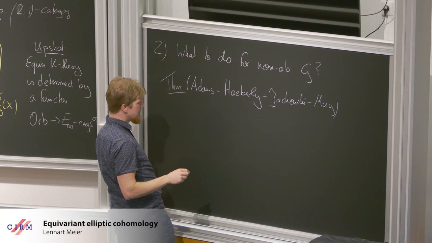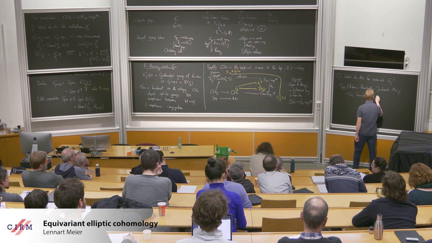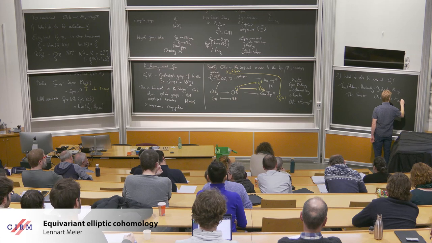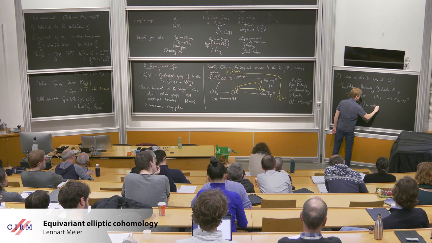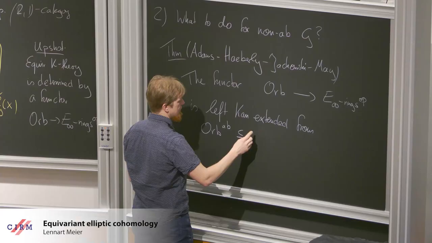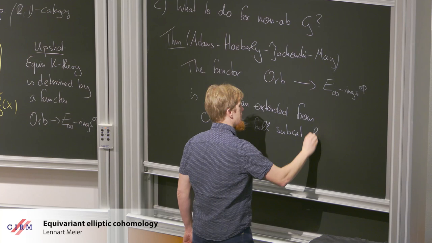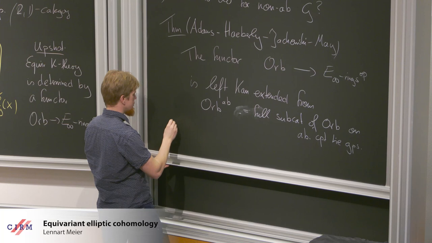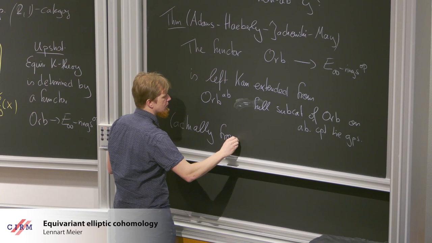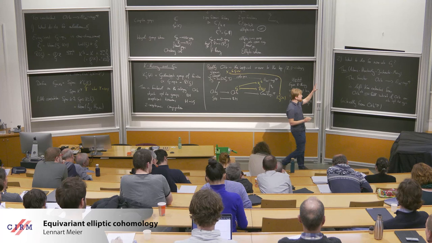Okay, so the functor op to infinity rings op is left Kan extended from Orb^ab, which is the full subcategory of Orb on abelian compact groups. And actually, the result is stronger, so actually from cyclic groups, topologically cyclic groups, so all tau I would be also in there. I mean, they don't phrase it exactly this way, but the essence, they prove exactly this statement.